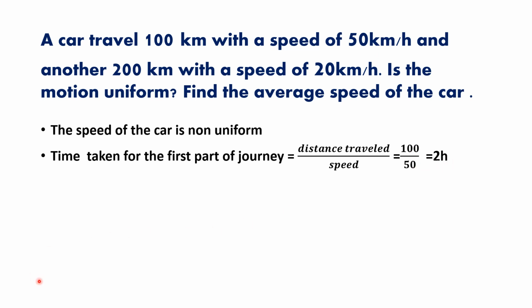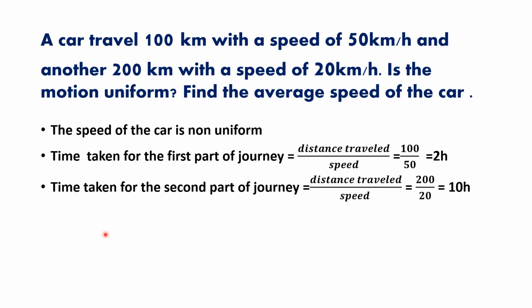Clear? Now we come to the second part of the journey. We have to take the time taken for the second part of the journey. It is distance traveled by speed again. So you see here distance traveled is 200 and speed is 20. So 200 by 20, that is 10 hours. So what is the total time for the journey? 10 hours plus 2 hours, isn't it? So we get 12 hours.